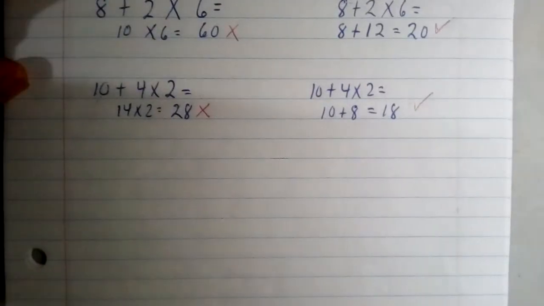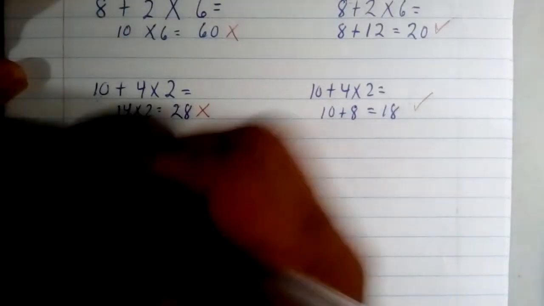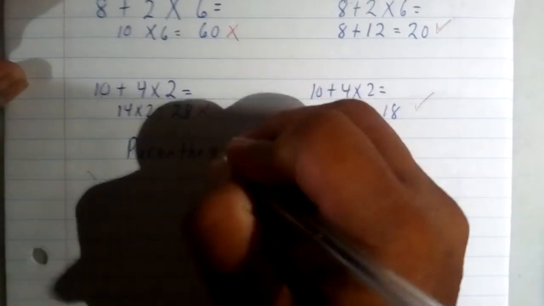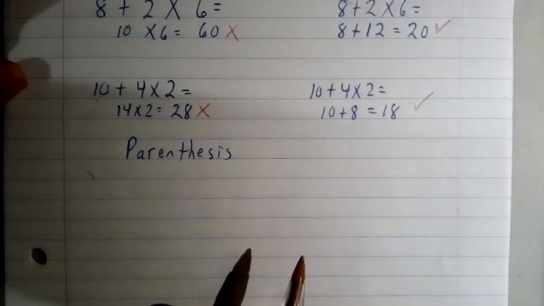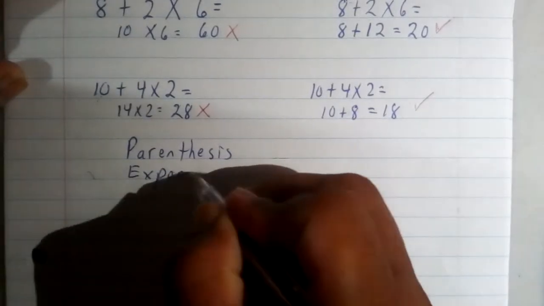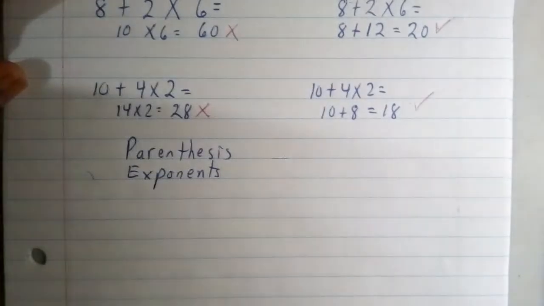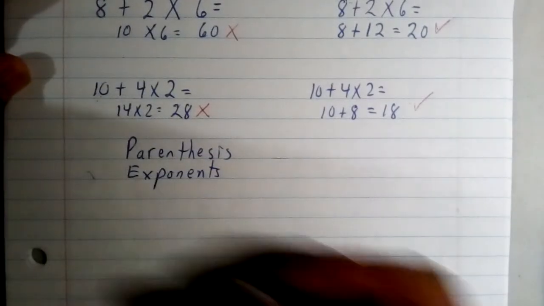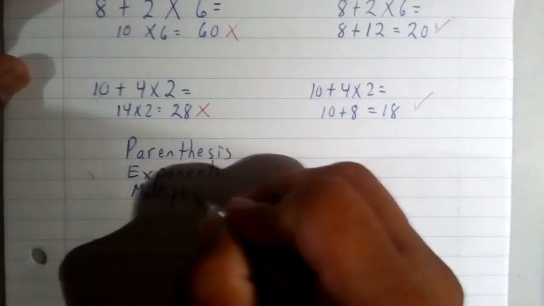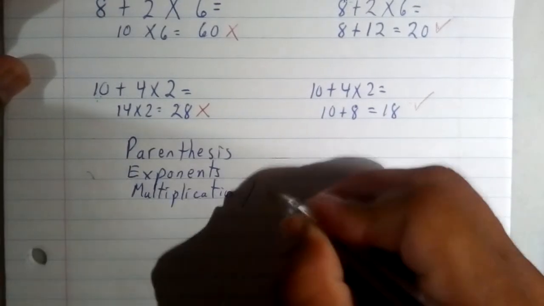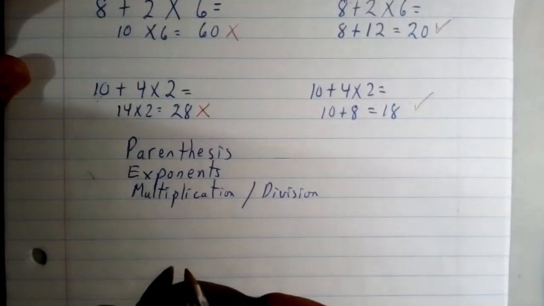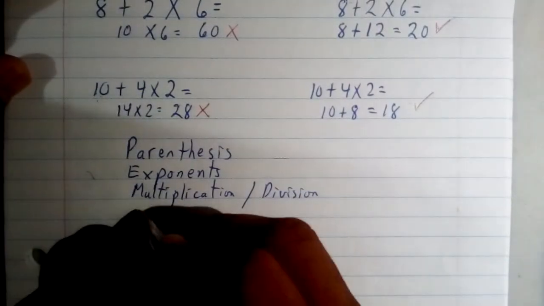We have what we call parentheses. Okay, we have what we call exponents, and then we have what we call multiplication and division. So we will do multiplication and division, and then we will have addition and subtraction.